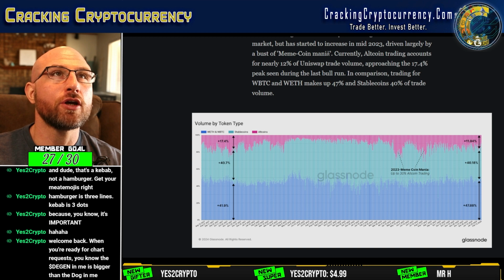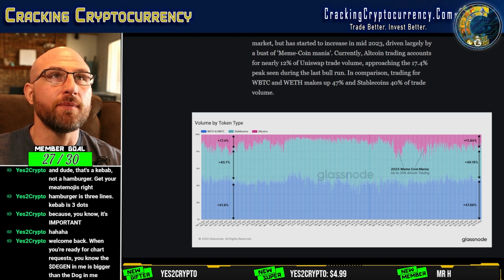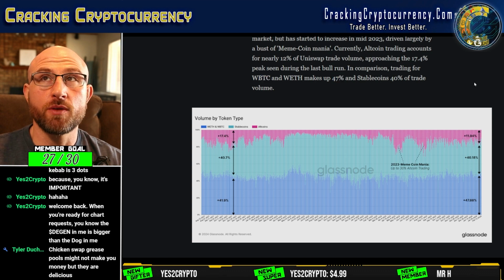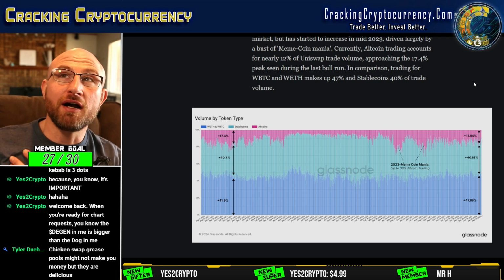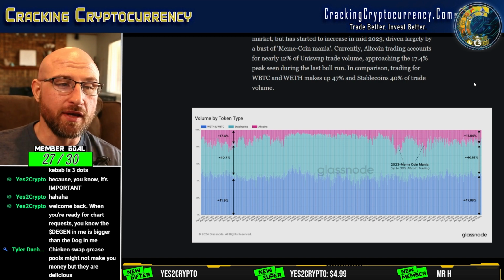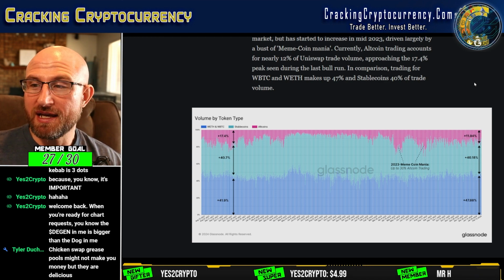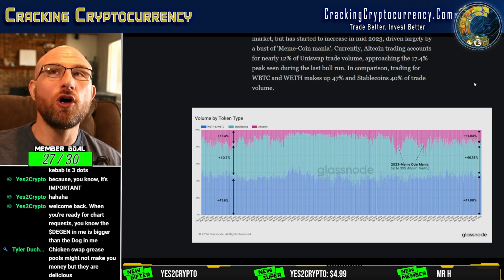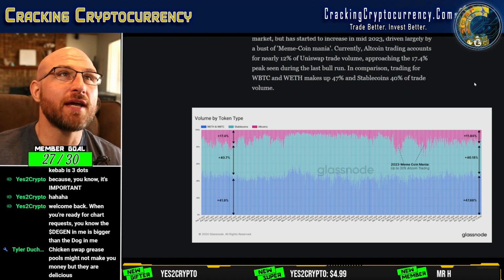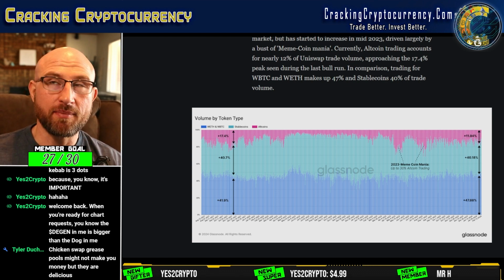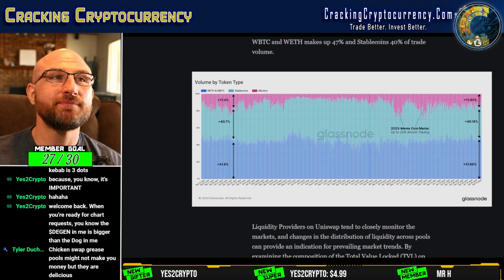Currently altcoin trading accounts for nearly 12% of Uniswap trade volume, approaching the 17.4% peak seen during the last bull market. In comparison, trading for wrapped Bitcoin and wrapped Ethereum makes up 47%, and stablecoins make up 40% of trade volumes. Very interesting. Honestly, I didn't know that before I read that metric. I think you would generally assume the majority, almost all trading on Uniswap would be altcoin trading, but that's actually not the case. It's only 12%. The majority of trading on Uniswap is stablecoins, wrapped Bitcoin, and wrapped Ethereum, which is very interesting.